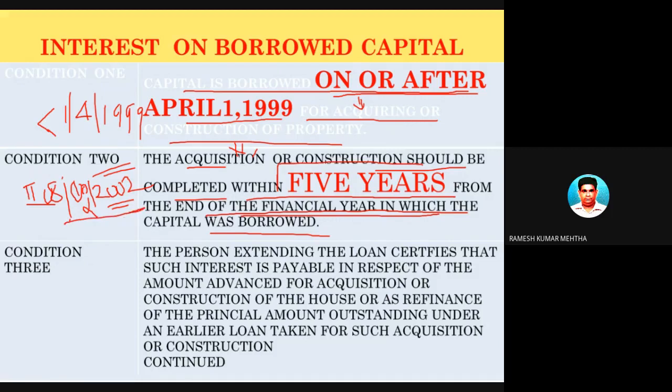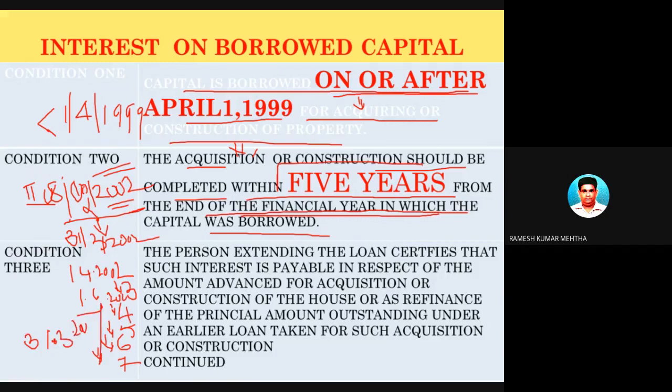The loan was borrowed on this date. Subsequent to this, you find out when the financial year ends. The year ends on 31st March 2002. So from 1/4/2002, 1 year, 2 years, 3 years, 4 years, and 5 years. It means you should have completed the construction of the house property on or before 31st March 2007. So this is the meaning of it.